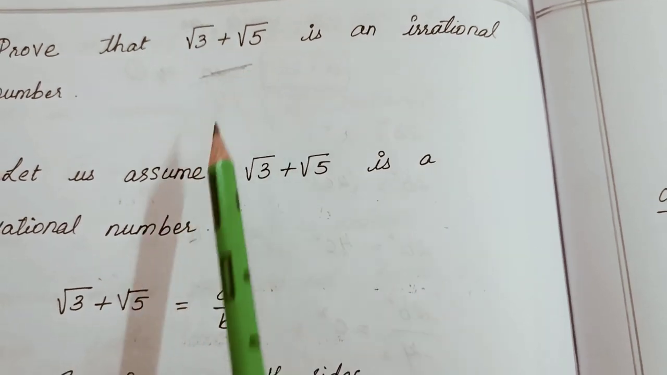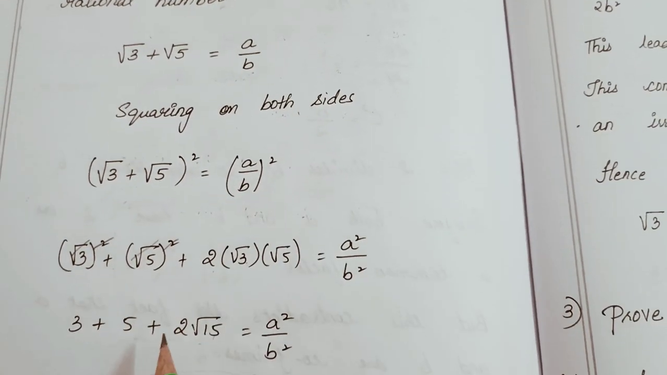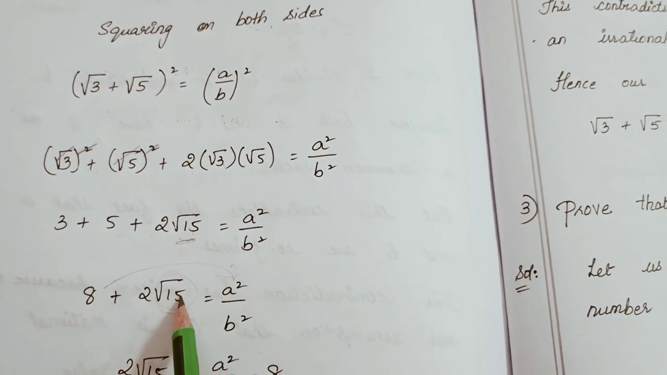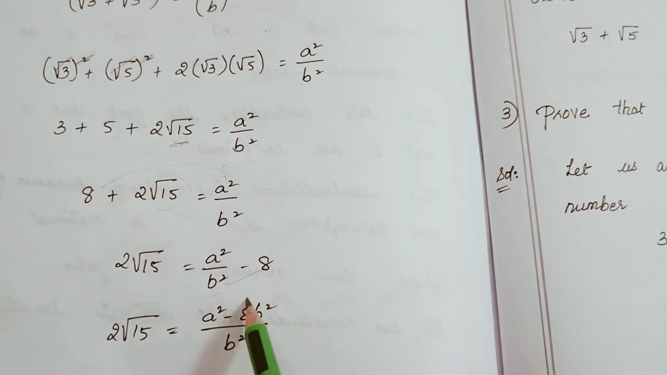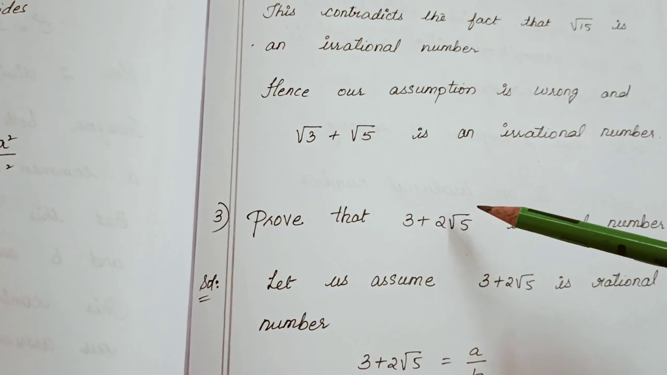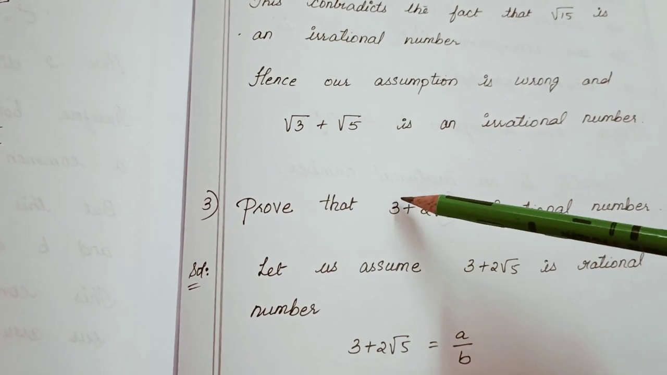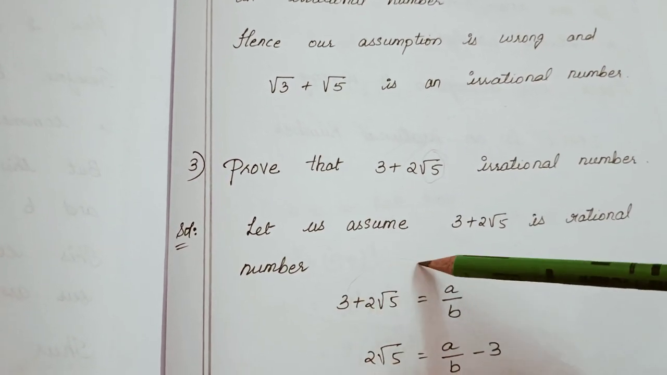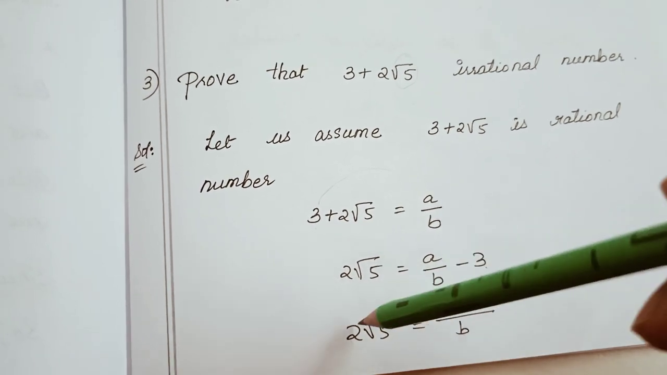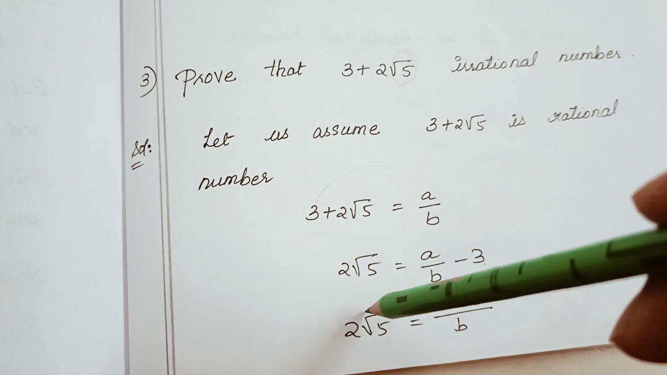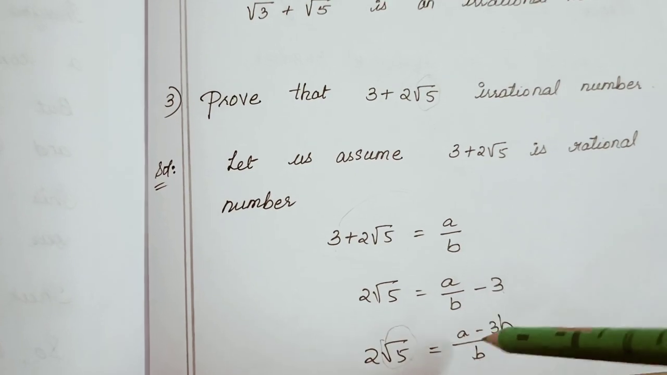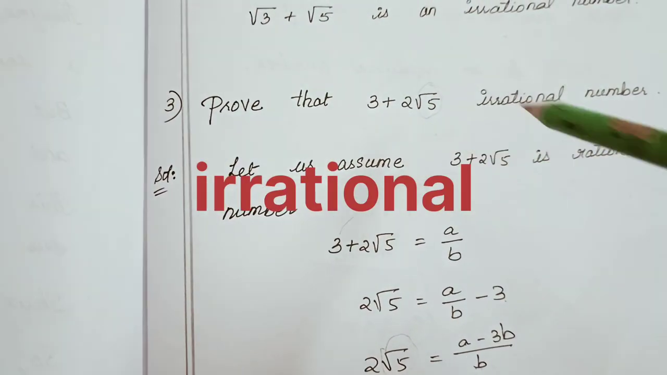In this type of question, we have to square both sides. Then you will get one root value, so that we have to prove root 15 is equal to a rational number. In this question, we already have one irrational number, so we will send all these numbers to that side. First send this 3. It will become minus 3. Then send 2 to the denominator. You will get root 5 as a rational number. But we know that root 5 is an irrational number. So our assumption is wrong. Therefore, 3 plus 2 root 5 is an irrational number.